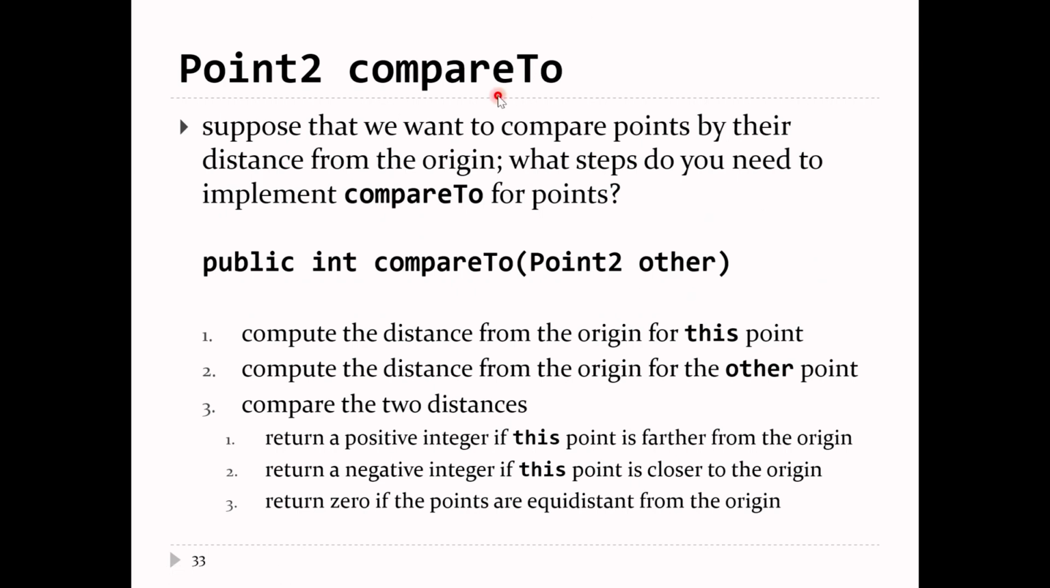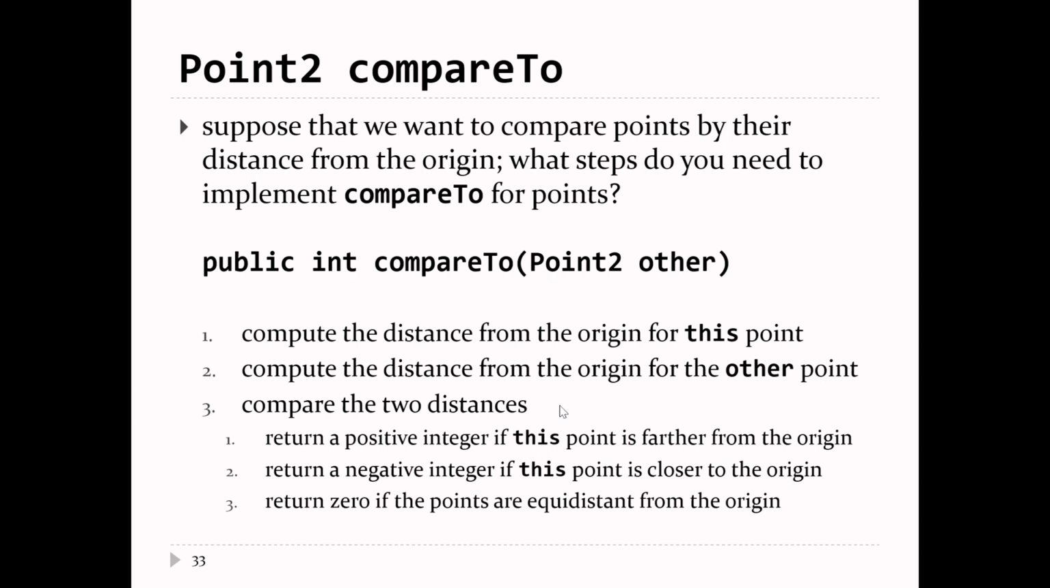Okay, so suppose you want to compare points by their distance to the origin. So you decided, okay, my points will be comparable by how far they are from the origin. So we're going to go ahead and implement the compareTo method. For Point2, the type here is Point2. I can compare one Point2 object to another Point2 object. So someone's going to write something like x.compareTo(y). The idea here is you compute the distance from the origin for this point, x. You compute the distance from the origin for the other point, in this case y, and then you compare the two distances.